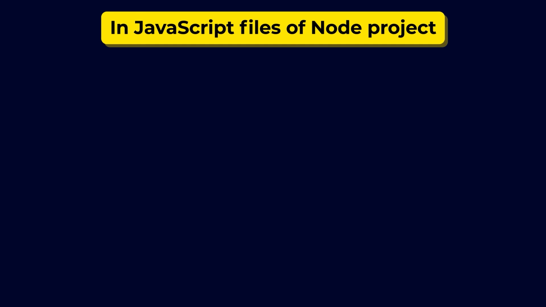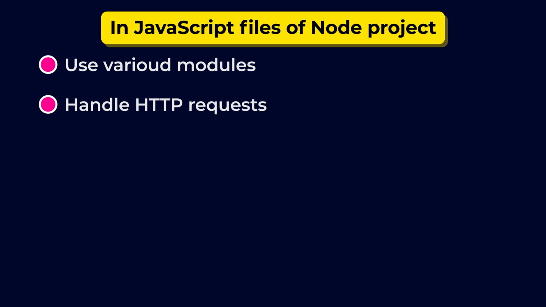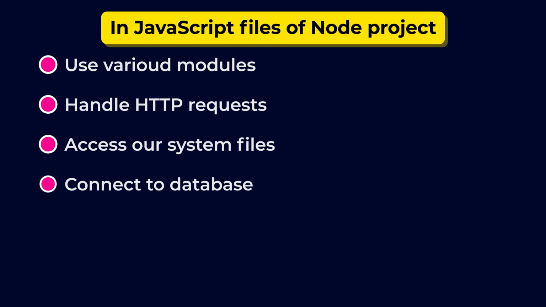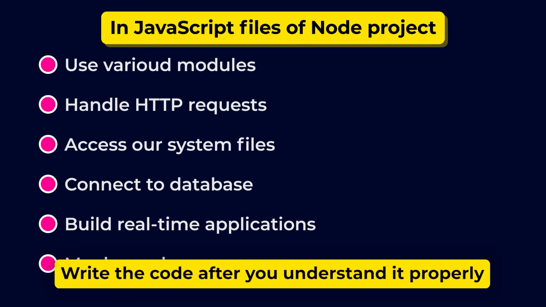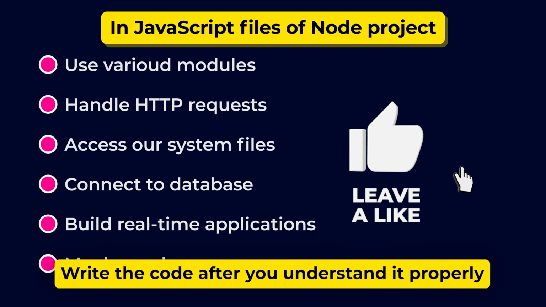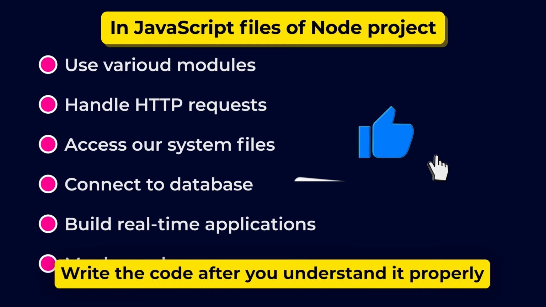So to sum up, in index.js file or any other files in Node project, we write JavaScript code for server, like we can use various modules, handle HTTP requests, access our system files, connect to database, build real-time applications, and many more things which we will learn step by step in this course. Don't worry, you will master Node after this course. Just code along with me and try to write code after you understand it properly, not just copy and paste. You have to understand why we write that specific code and then implement it.